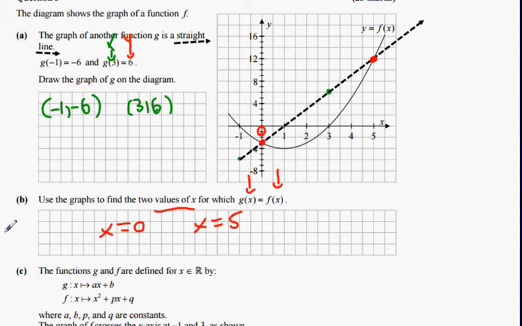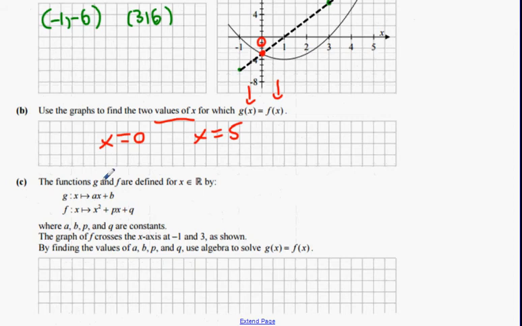The next thing it asks me is the functions g and f are defined by g of x equals ax plus b. I know that g of x is what type of curve? It's a line. And because it's a line, it obeys the formula y equals mx plus c, which is on page 18 of your tables. Can anybody tell me what y equals mx plus c actually means? What's the m value? Slope is the m value. And what's the formula for the slope?